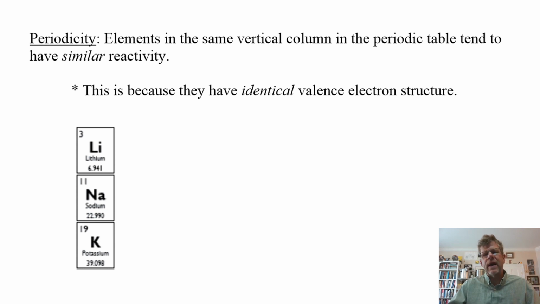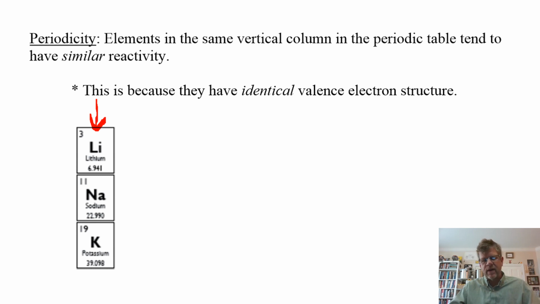This similarity in reactivity becomes quite glaring when we look at the electron configurations of elements in the same vertical column of the periodic table. We covered this before, but let's look at some alkali metals. That first column on the left of the periodic table: lithium, sodium, and potassium. We can really see this periodicity, that elements in the same vertical column tend to have similar reactivity, because they have not similar, but identical valence electron structure.